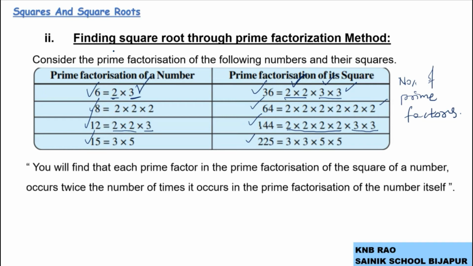You can in short say the statement as, we will find that each prime factor in the prime factorization of the square of a number occurs twice the number of times it occurs in the prime factorization of the number itself. So you can pause the screen and note down this observation. After knowing this observation, we'll go for finding the square root of a number using its prime factorization.